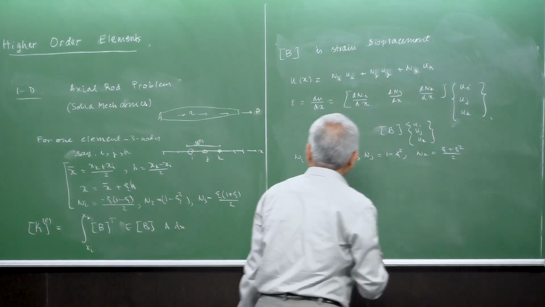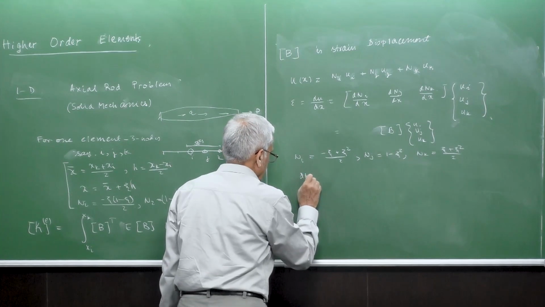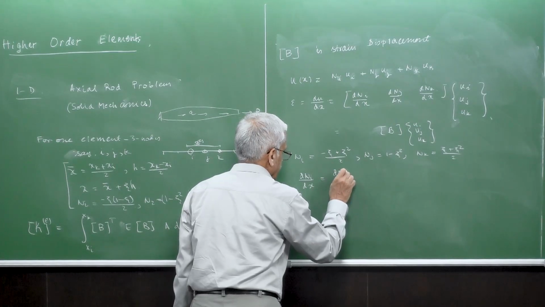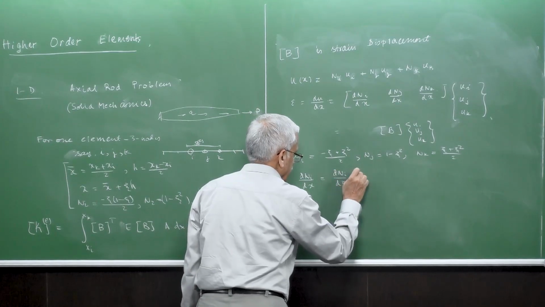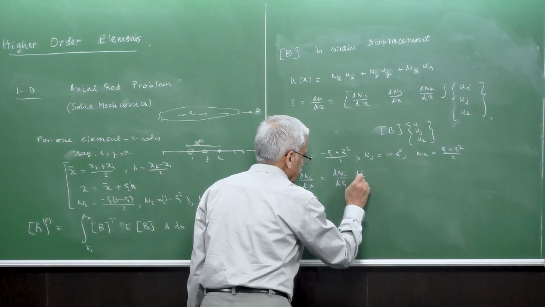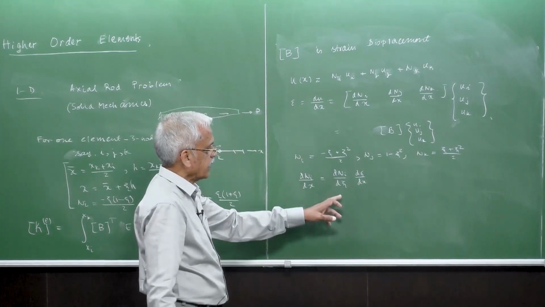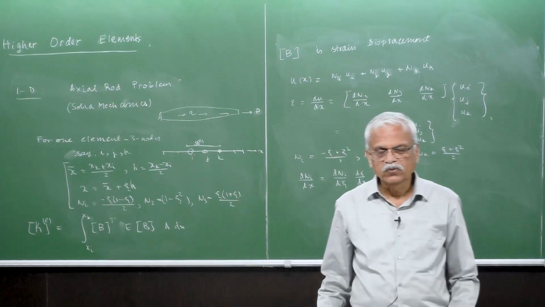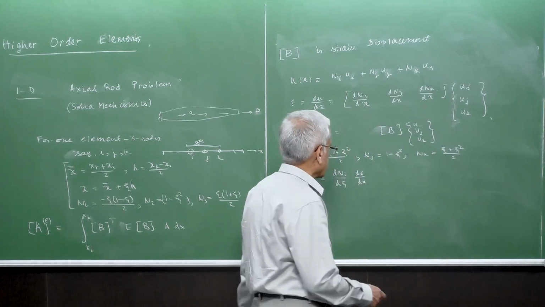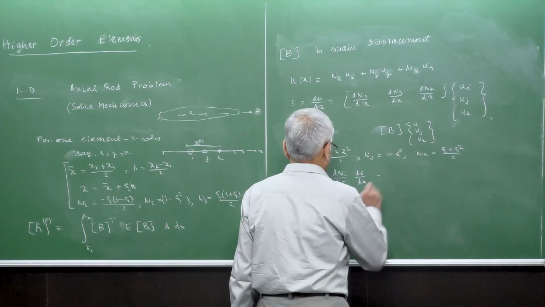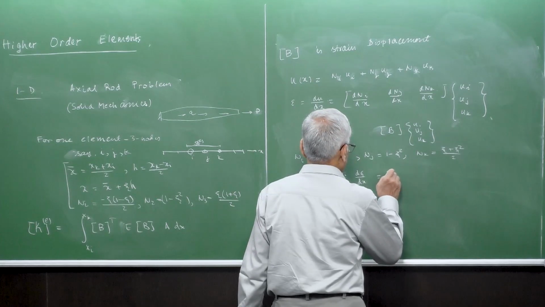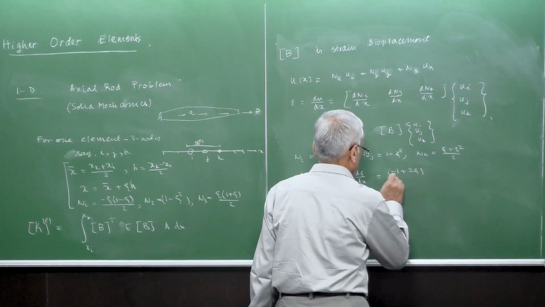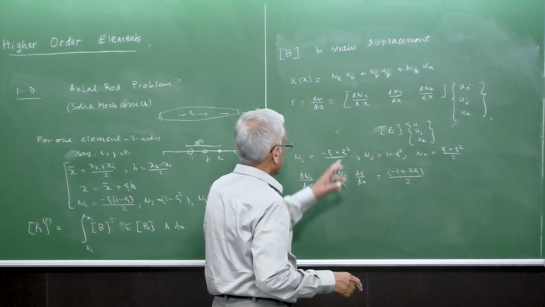So what is dNi/dx? Here it is very simple. It's a very simple transformation. So we can write dNi/dxi times dxi/dx. Otherwise, we may have to use the Jacobians and other kinds of transformation rules. So dNi/dxi here is minus 1 plus 2 xi, by 2. That's what it is here.